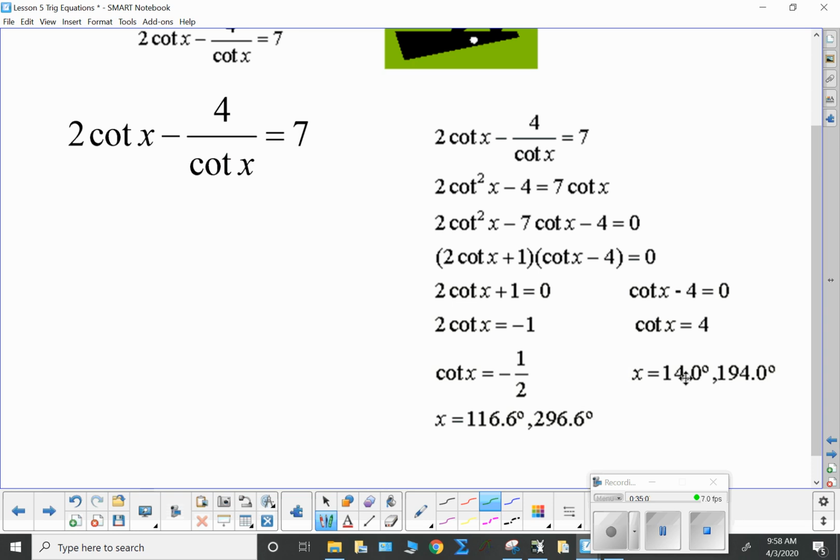Here too, while -1/2 looks like a unit circle value, it's not for cotangent. So you're going to have to use the calculator. But how are you going to do that? Remember that cotangent x is equal to 1 over tangent x. So this is here, right? Tangent x is equal to 1 divided by.